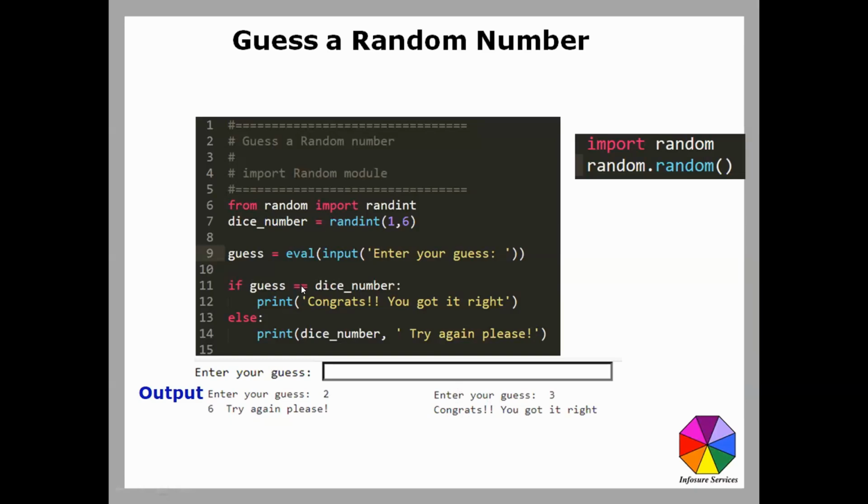One point to keep in mind: when you're evaluating, guess is double equal to dice number. A common mistake is writing guess is equal to dice number. No, guess is double equal to dice number. That's the evaluation. And note the colon at the end of this line and the colon at the end of else.